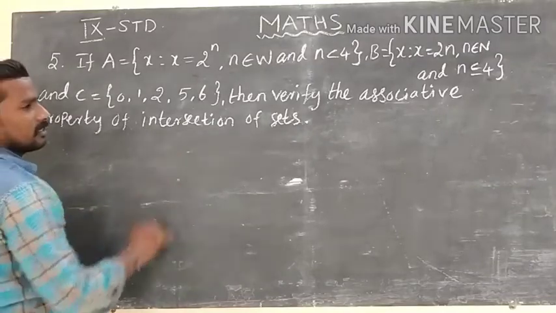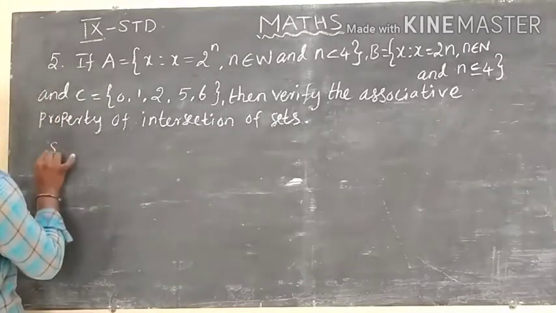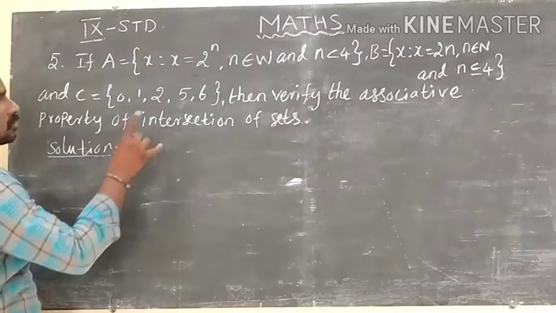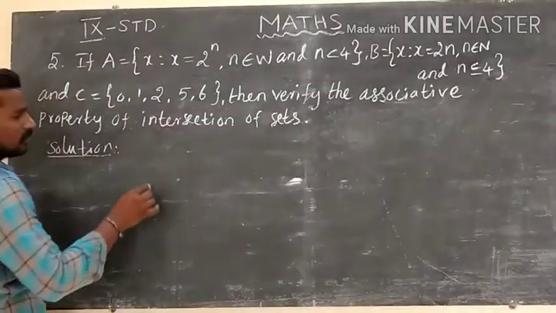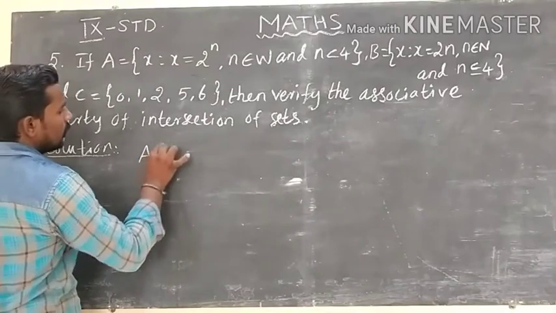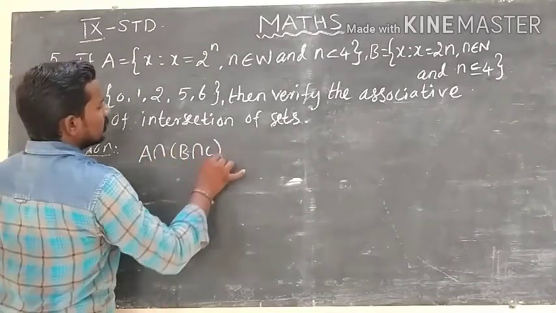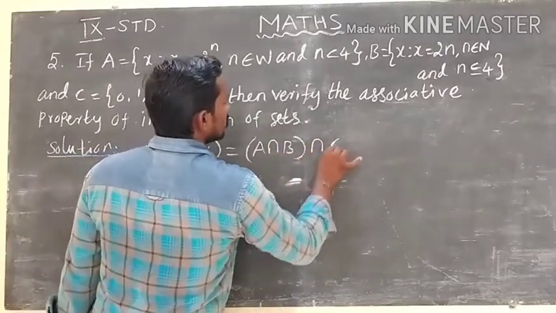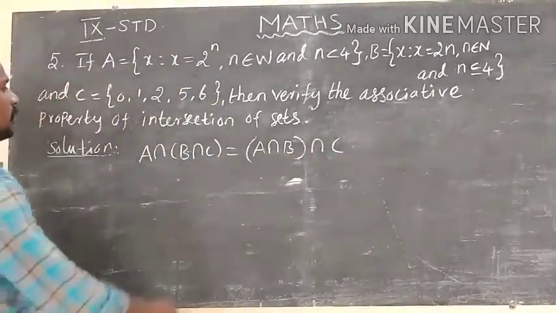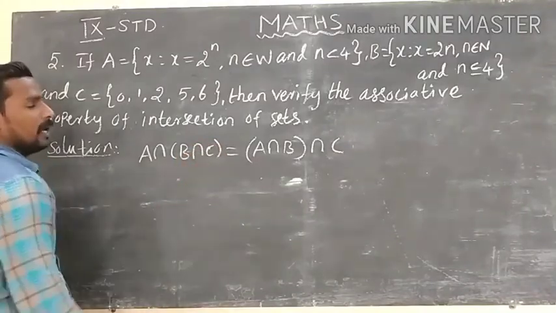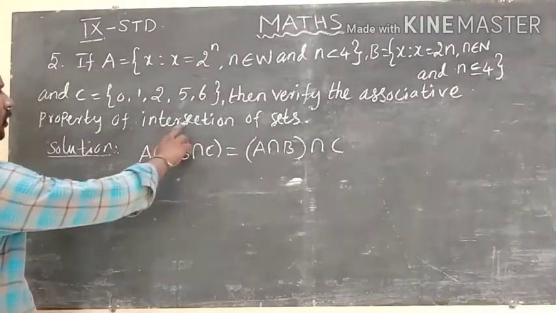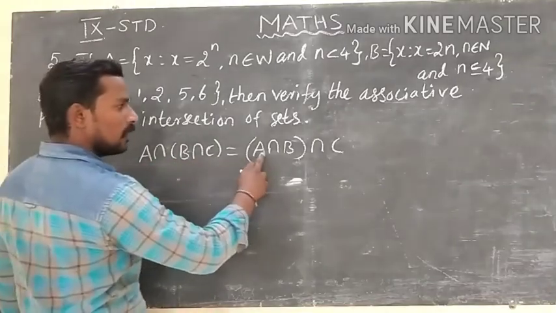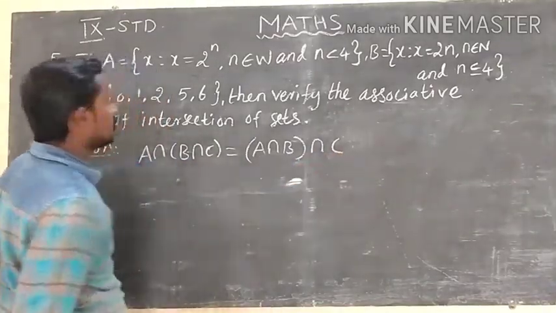Once again, it is the same one. The solution: the associative property of intersection of sets. So (A ∩ B) ∩ C is equal to A ∩ (B ∩ C). This is the associative property for any three sets A, B, C.